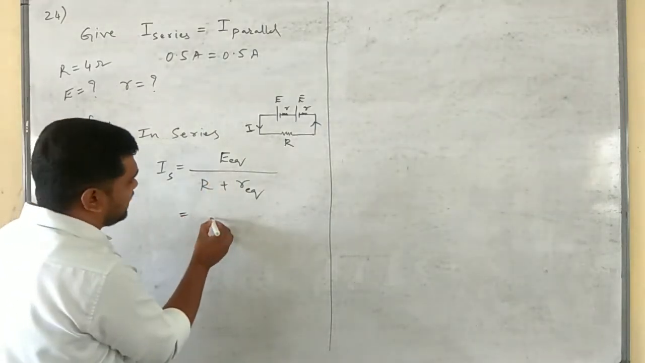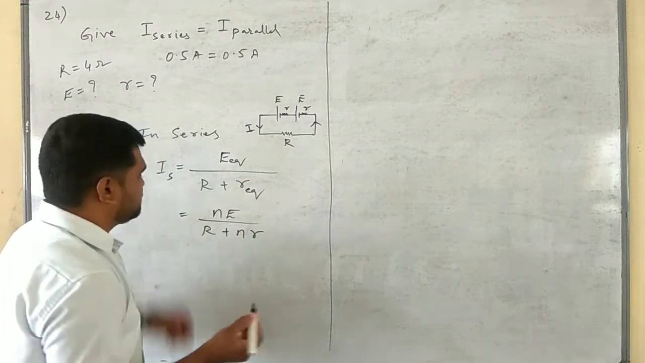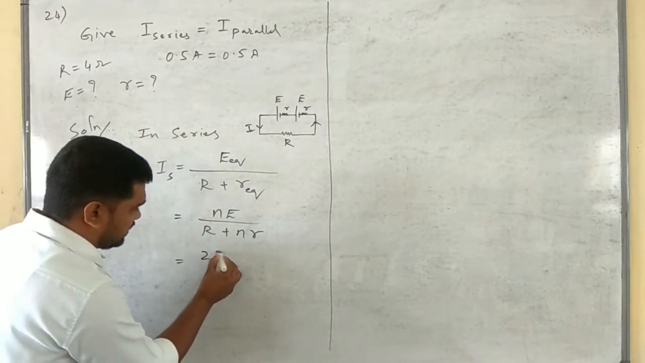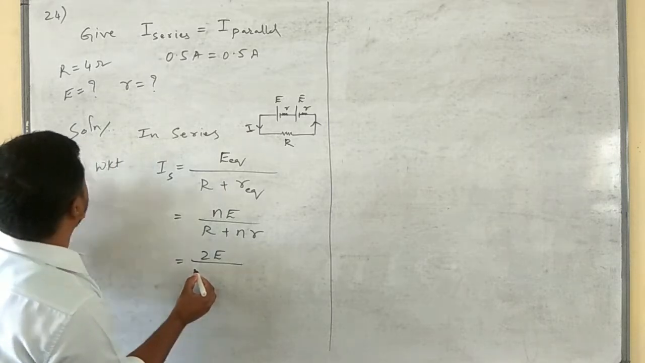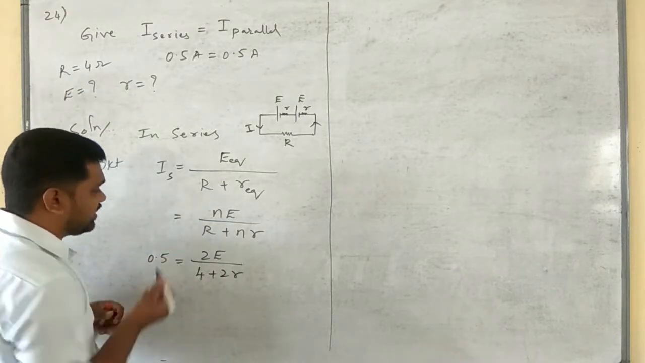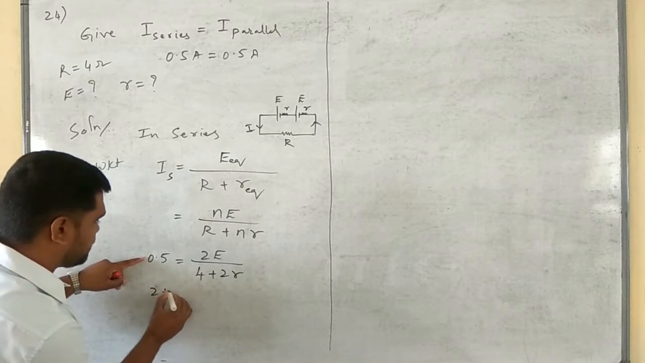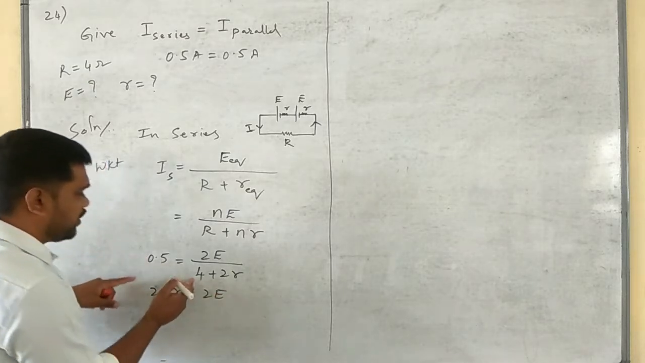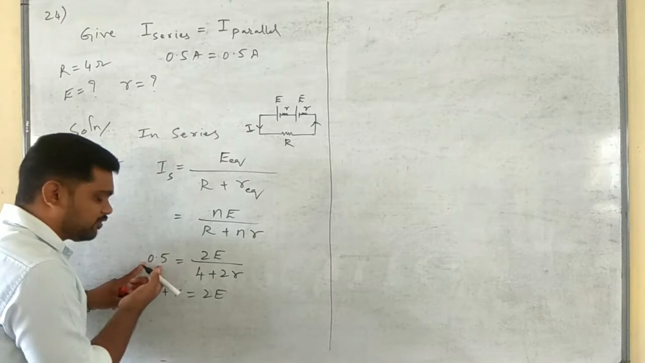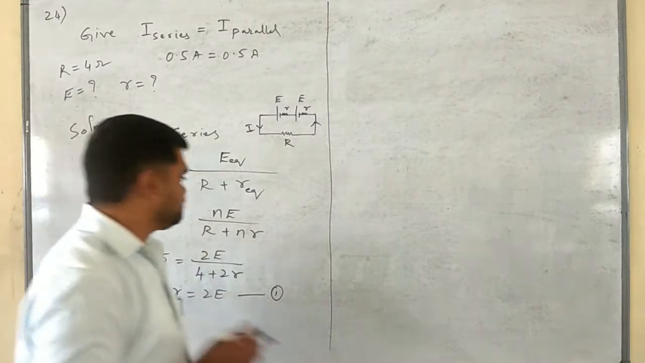The formula for E equivalent is n times E, and r equivalent is n times small r. Next, n is 2, therefore 2E divided by, what is the R given? R is 4, plus 2r, and it is 0.5. On cross multiplication, we get 2 plus r is equal to 2E. 4 into 0.5 is 2, 2 into 0.5 is 1, 2r into 0.5 is 1r. Call it equation number 1.